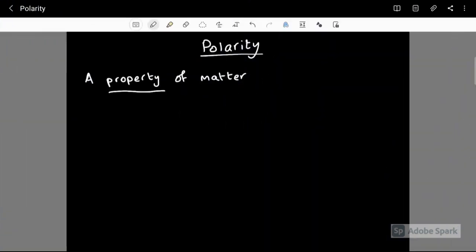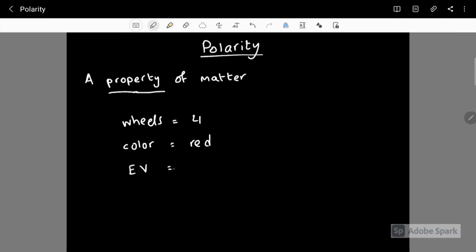Polarity is a property of matter. And what I mean by property is that it is one of the ways in which you can describe matter. So, for instance, if we take a car as an example, you can say that its wheels are 4. I can say its color is equal to red. I can say whether or not it is an EV, an electric vehicle. So I can say it's true. Stuff like that. You get the idea.